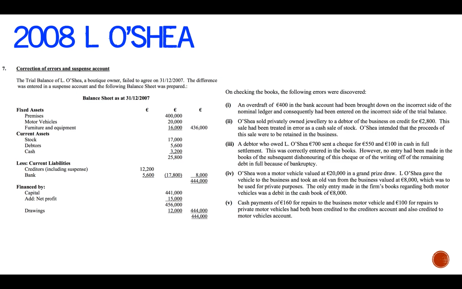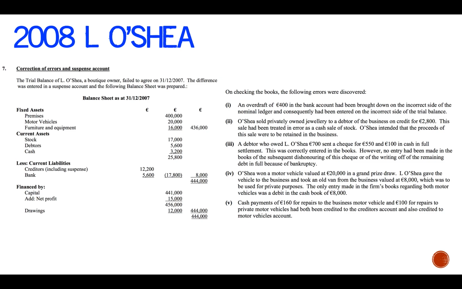nominal ledger. So that's just general ledger, don't worry about that fancy name for it. And consequently had been entered on the incorrect side of the trial balance. So the 400 bank overdraft should have went down on the credit side, but it was put down on the debit side. Number 2, O'Shea sold privately owned jewellery to a debtor of the business on credit for €2,800.